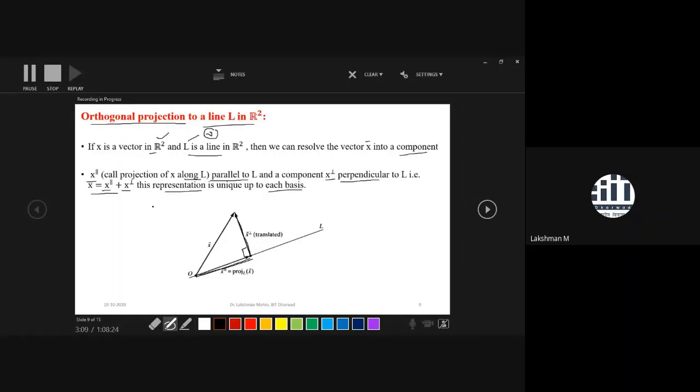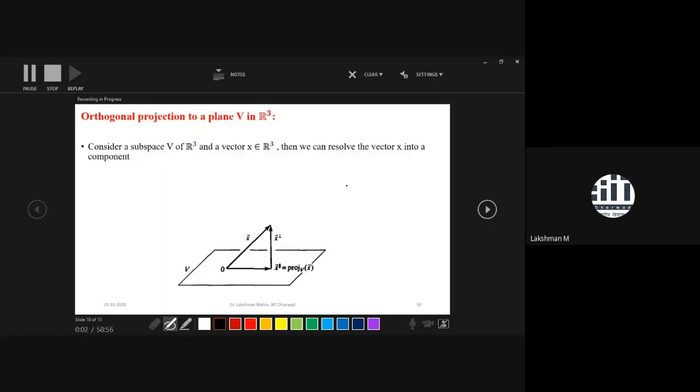elements. What is the standard basis here? The standard basis in R2 is (1, 0) and (0, 1), and we know that the angle between (1, 0) and (0, 1) is 90 degrees. That's why the angle between the projection of x, x parallel, and x perp is 90 degrees. Due to that it is happening. Okay, so we'll go on to see further.